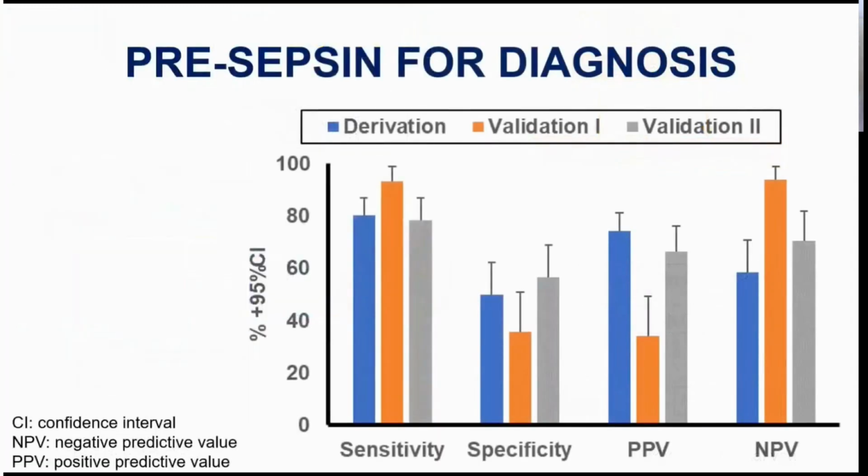The first question: what is the sensitivity, the specificity, the positive, and the negative predictive value among all these 3 cohorts of the cutoff of 350 picogram per ml of presepsin for the diagnosis of sepsis? You see that this average 90% of sensitivity is fully reproduced, but also look at the negative predictive value, which is also of this level.